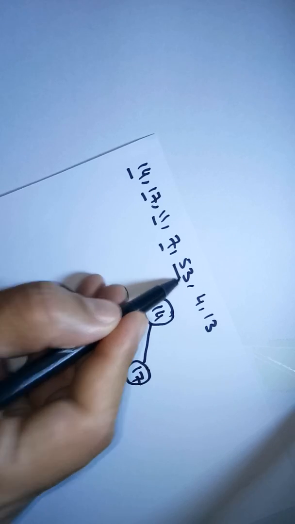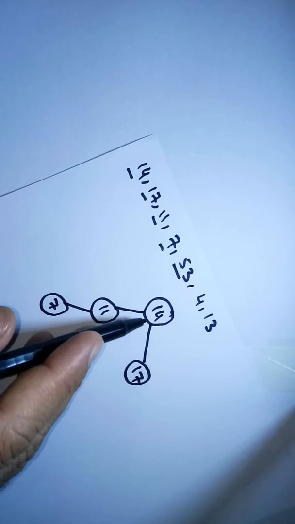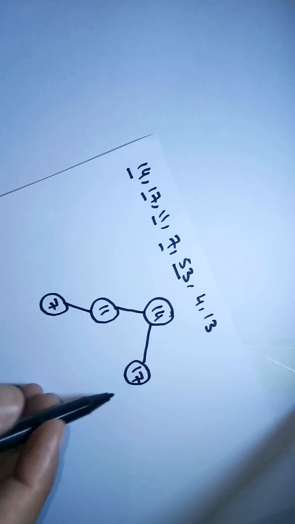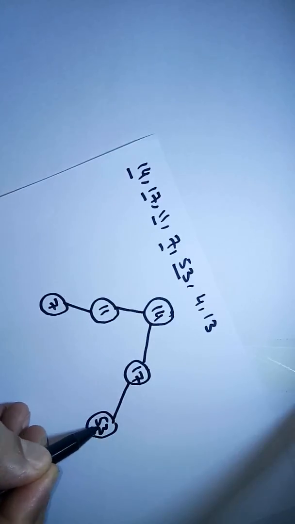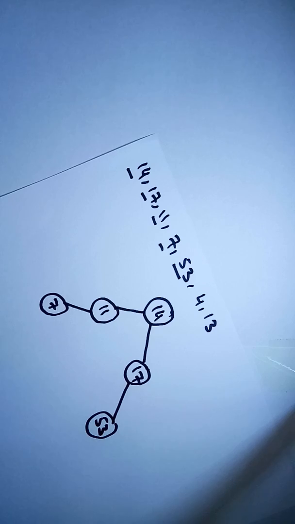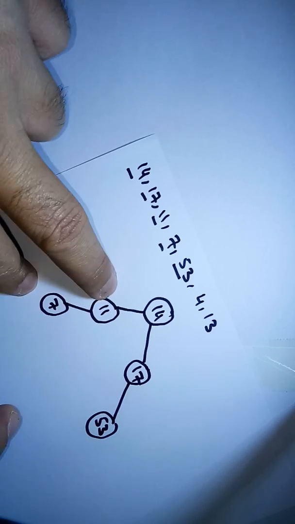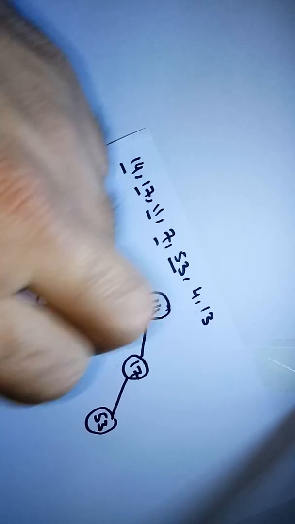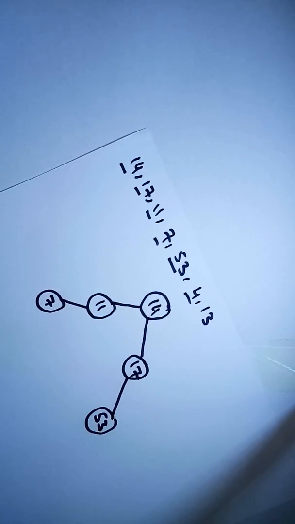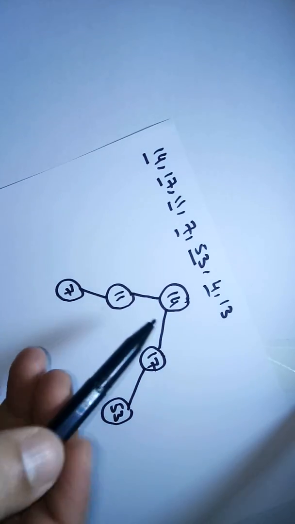Now let's insert 53. So 53 is greater than 14, 53 is greater than 17, so it will go to the right of 17. 53 is here. So now let's check the balance. So this is 0, this is 1, this is 0, this is negative 1, so 2 minus 2, this is 0, so perfectly fine. Okay, then we got 4.